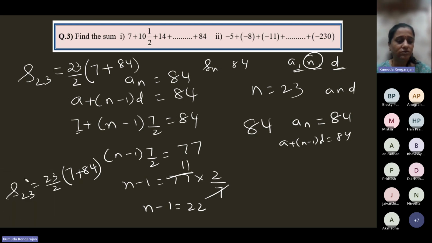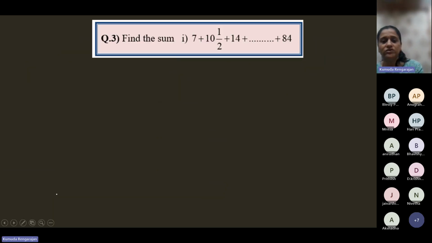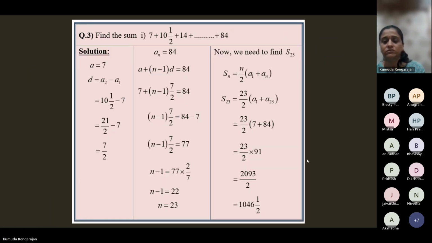Sorry, the pointer, just a minute. So Sn is not 84. Sn means the sum of the first few terms, whatever. So 84 is a particular term. That means an is 84. So use this and work to find the value of n and then find Sn. Yeah, please work, children. Please work this. I'll get back.